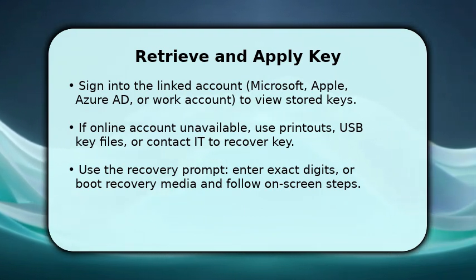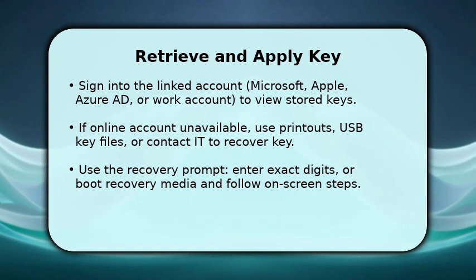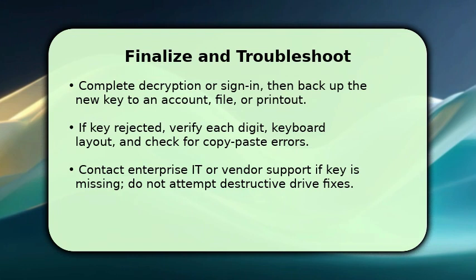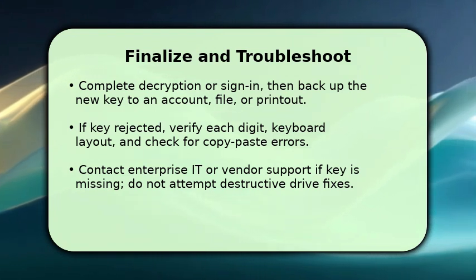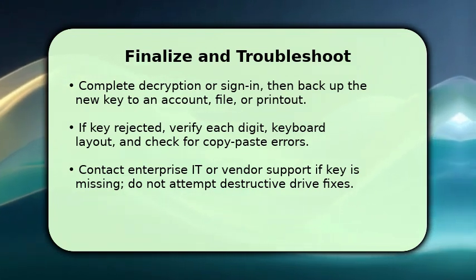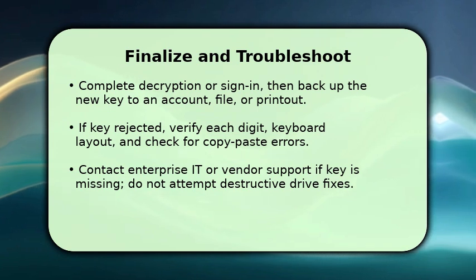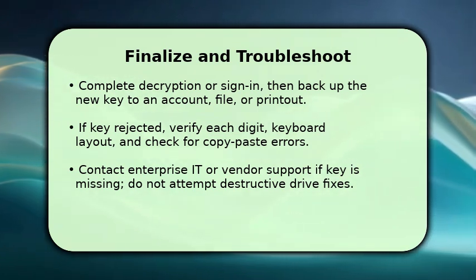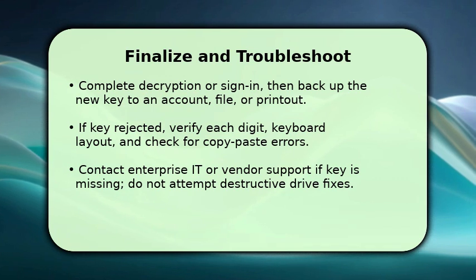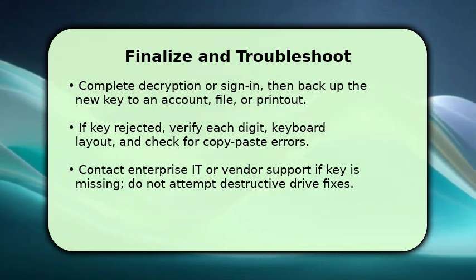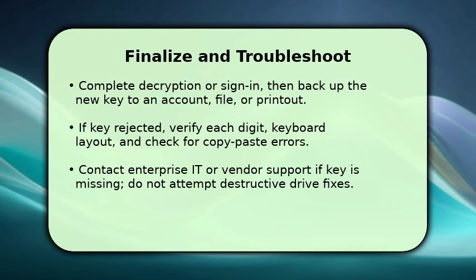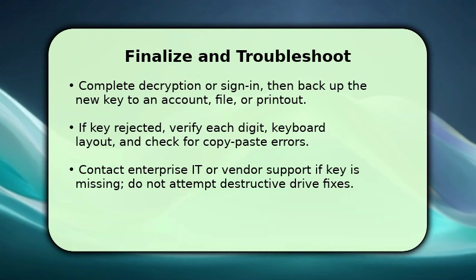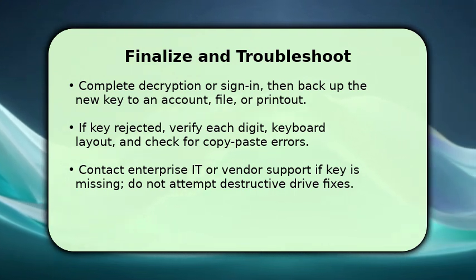You finish by letting the drive decrypt or by signing back into the system. Once access is restored, immediately back up the recovery key to your account, a secure file, or a printed copy to prevent repeat lockouts. If the key is rejected, double-check every digit, confirm the keyboard layout, and that there were no stray spaces from copy-paste. If the key is missing or corrupted, escalate to enterprise IT or vendor support instead of trying destructive repairs. This preserves data.